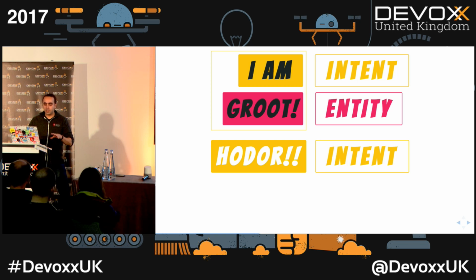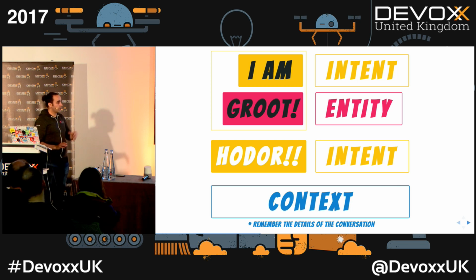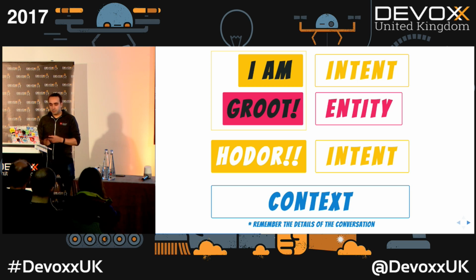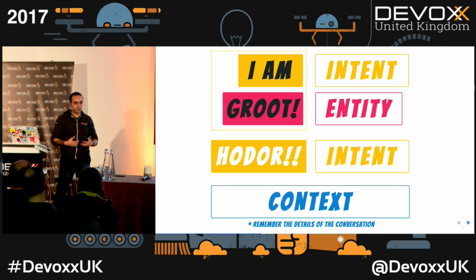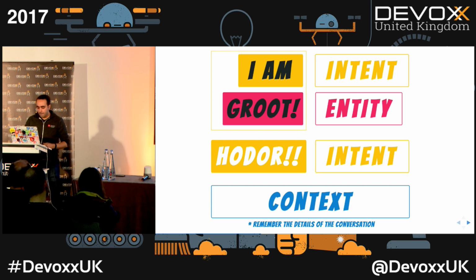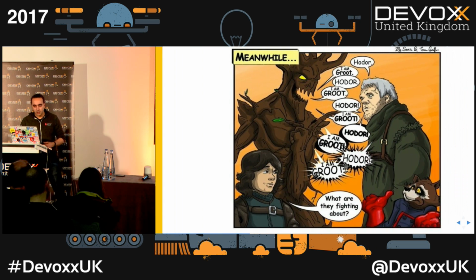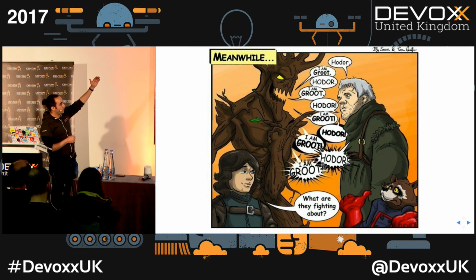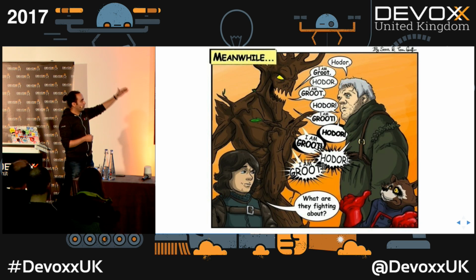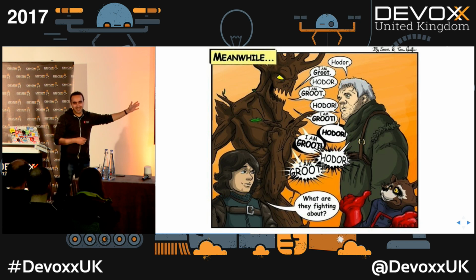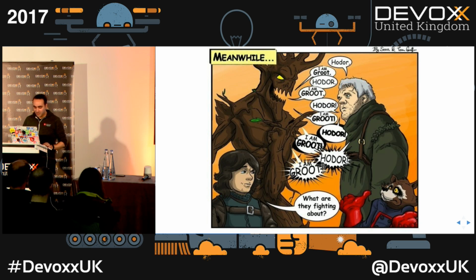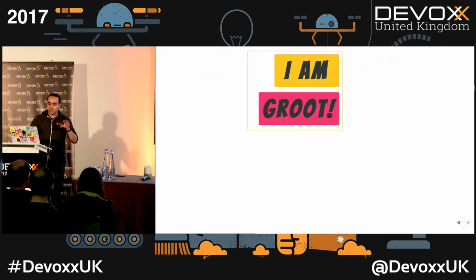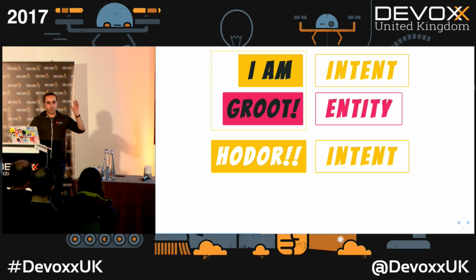And of course, there is another interesting concept, which is the context. The context is basically used to remember the history of this conversation. As we saw here, from the beginning to the end, there is something happening between Hodor and Groot, and we are going to use the same concept to build our bot. So remember: intent, entities, and context.